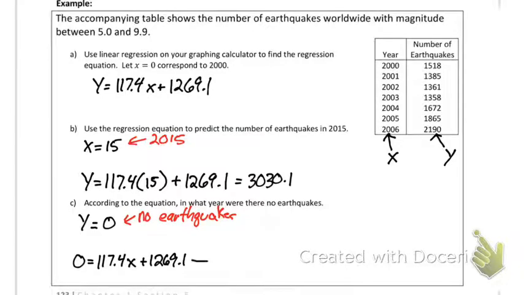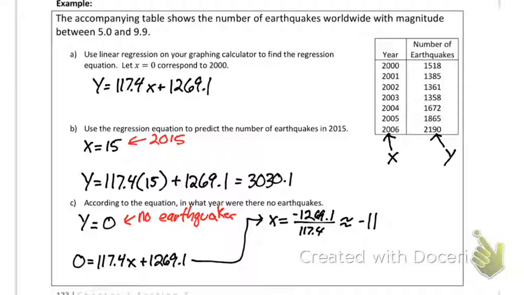Well, let's just rapidly solve for this. I'd subtract 1,269.1 from both sides, and then I would divide by 117.4, which will give me x equals negative 1269.1 divided by 117.4, which you should come up with about negative 11. But negative 11 is not your answer, and I will not give you all the points for negative 11. Because if I said, what year were there no earthquakes, and you told me negative 11, that doesn't give me my actual year.